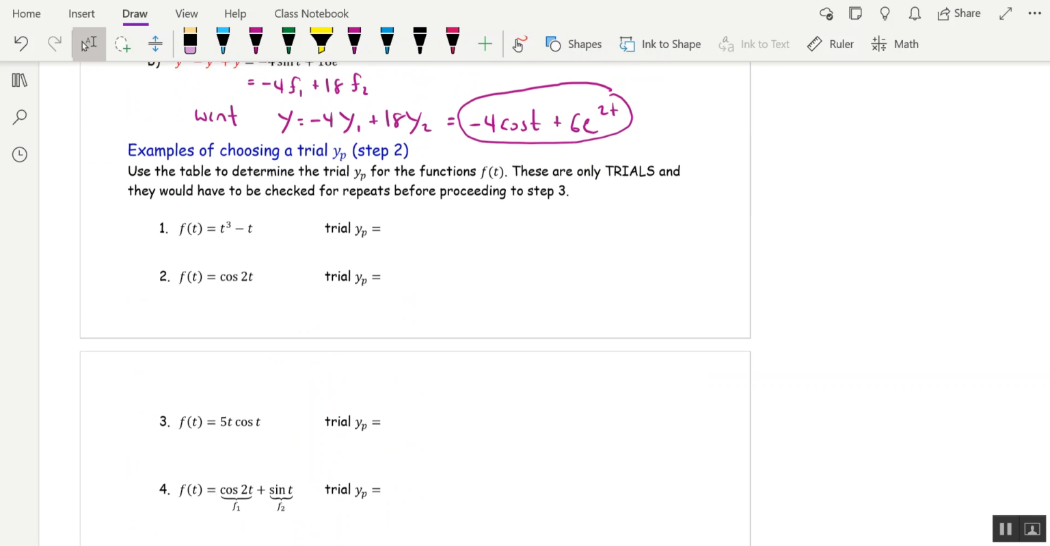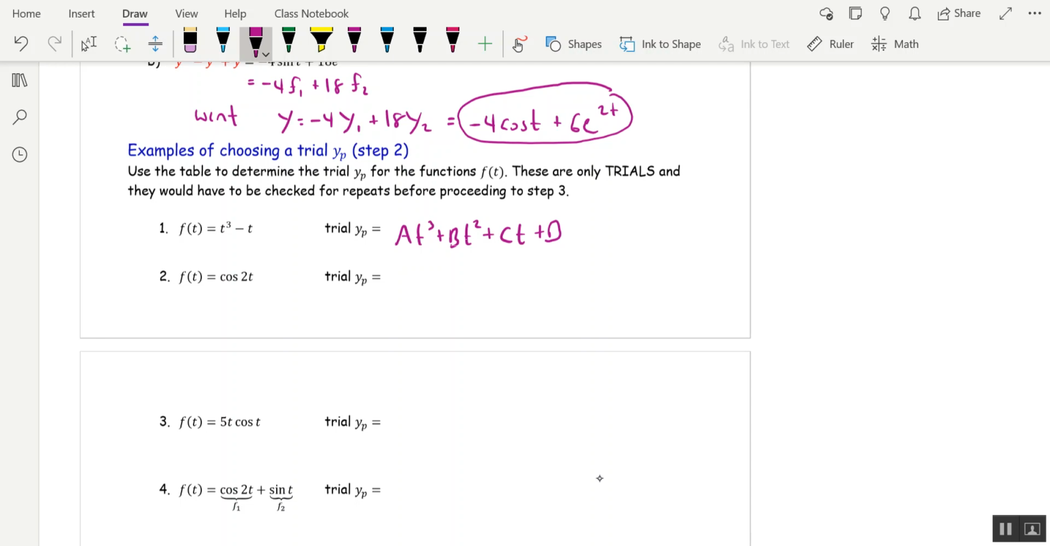All right, so this is just using the table. Suppose that our f of t, we have a differential equation, and the f of t part is t cubed minus t. Our trial YP would be a generic cubic polynomial, a t cubed plus b t squared plus c t plus d. Can't check for repeats because I have no idea what yc is. I don't even know what the differential equation is. So this is just very basic, okay? And you should actually pause the video, make sure you can write down the trial yps for all of these functions. Okay, hopefully you did that.